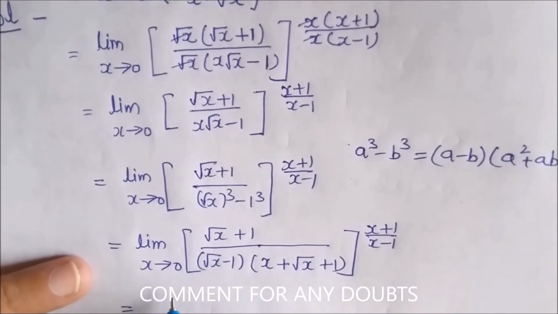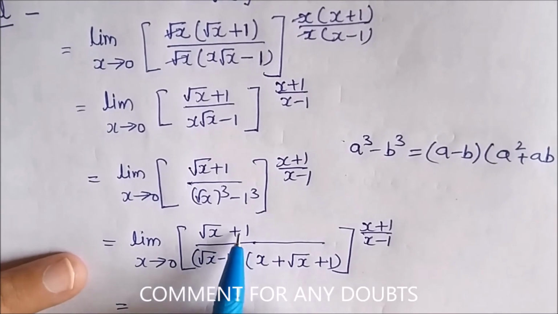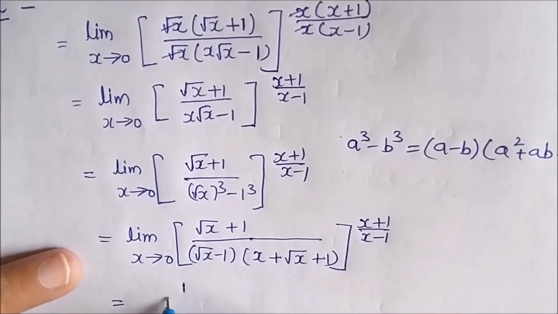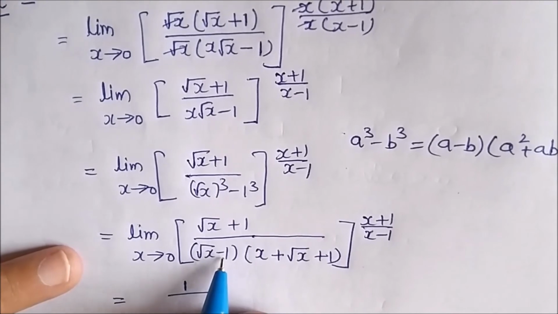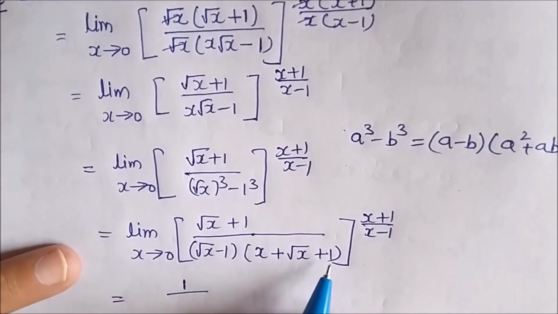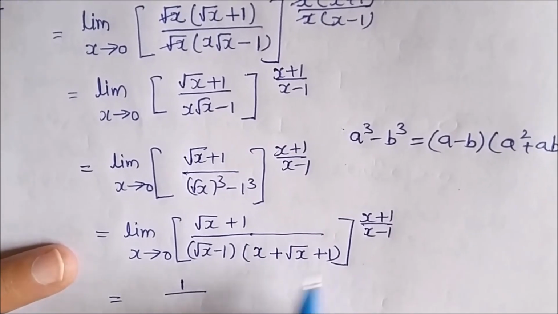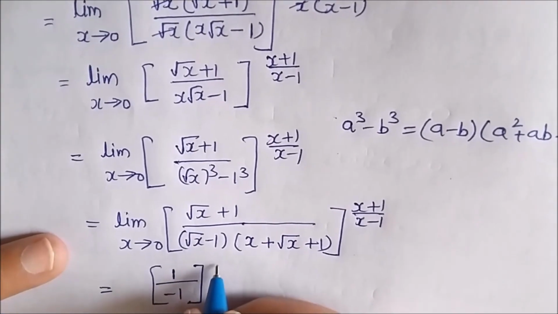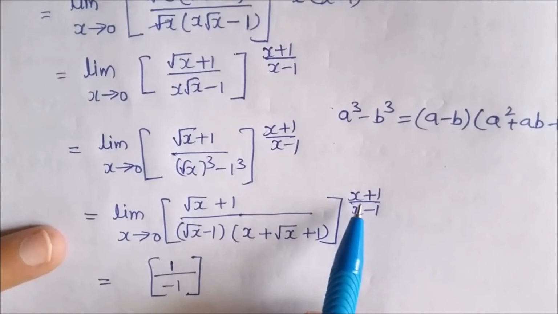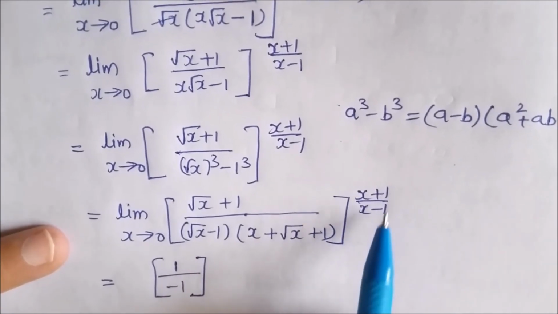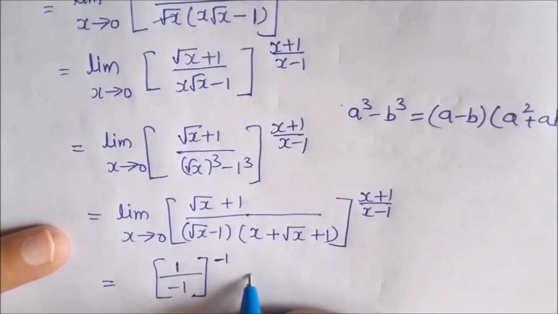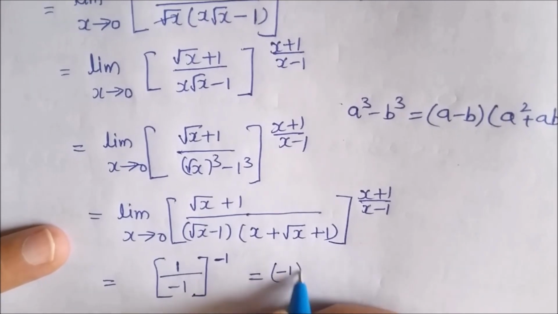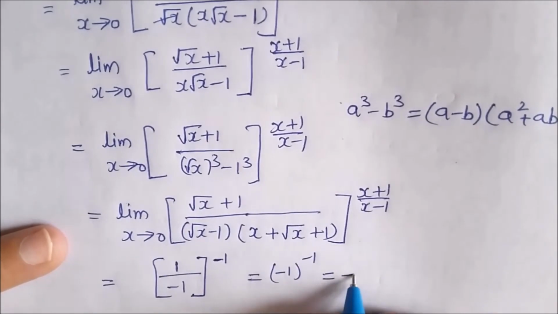Now we will put the limits. When x tends to 0, the numerator becomes 1. When x tends to 0, this becomes minus 1. When x tends to 0, this is 1. Product of minus 1 and 1 is minus 1. So this function reduces to, here also if we put x is equal to 0, this reduces to minus 1. So our function is minus 1 raised to the power minus 1, and that is minus 1.